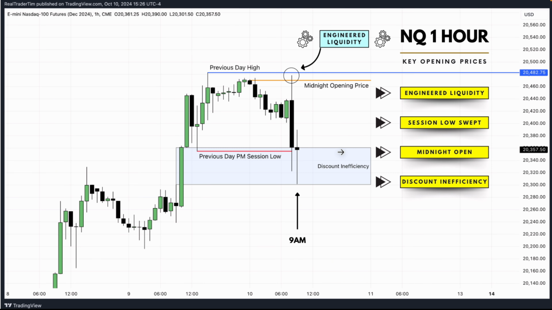Continuing forward, cherry on top, what is this right here? This is a BISI, or a bullish fair value gap, okay? In other words, it's a discount inefficiency. So we're seeing price go below midnight opening price, leaving behind engineered buy side liquidity, sweeping a session low into a discount inefficiency. So the stage is set for a reversal and for a long setup.